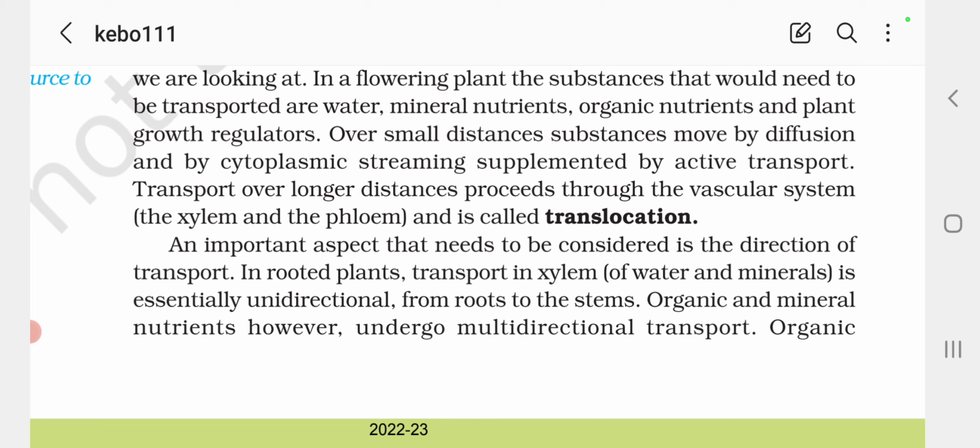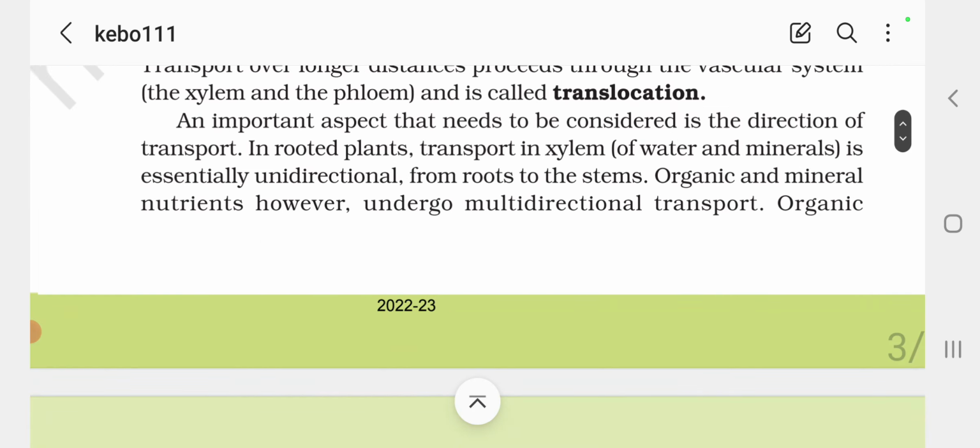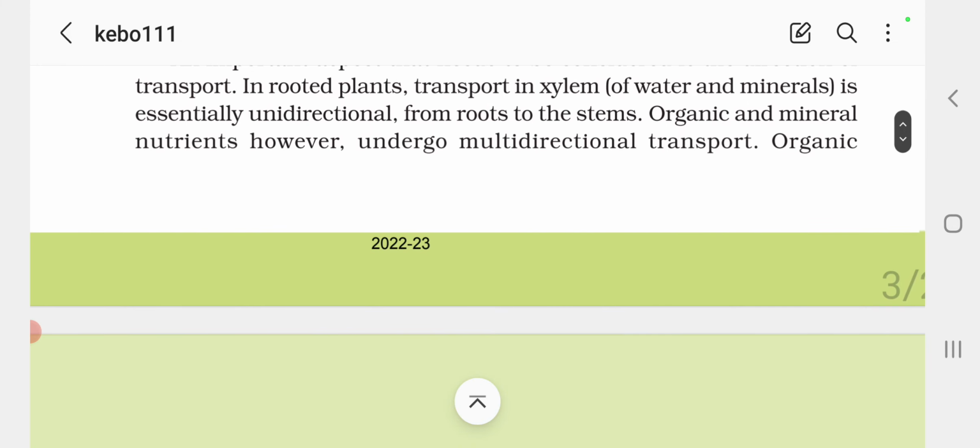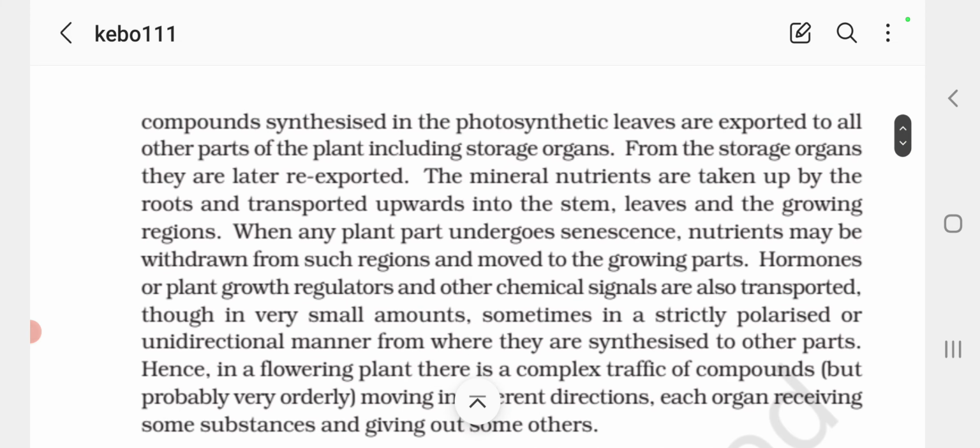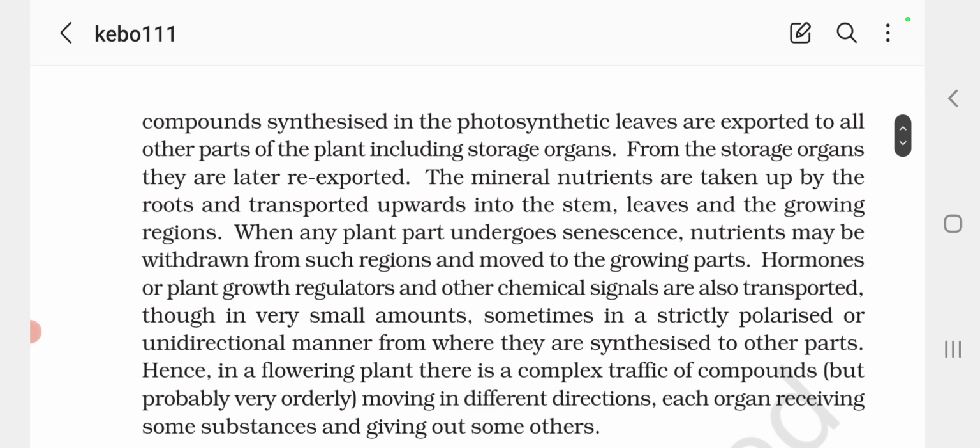An important aspect that needs to be considered is the direction of transport. In rooted plants, transport in xylem of water and minerals is essentially unidirectional, from roots to the stems. Organic and mineral nutrients, however, undergo multidirectional transport. Organic compounds synthesized in the photosynthetic leaves are exported to all other parts of the plant, including storage organs. From the storage organs, they are later re-exported.